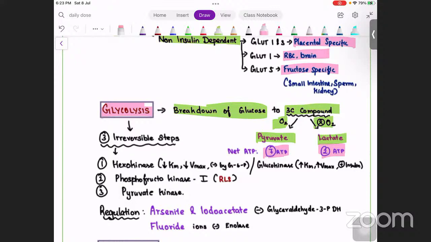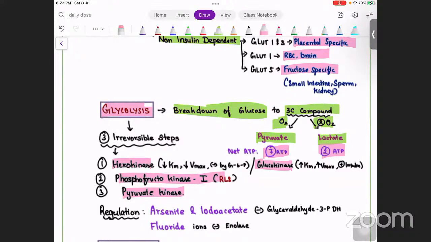Then what are the 3 irreversible steps of glycolysis? The 3 irreversible steps of glycolysis are hexokinase or glucokinase, phosphofructokinase 1, and pyruvate kinase.